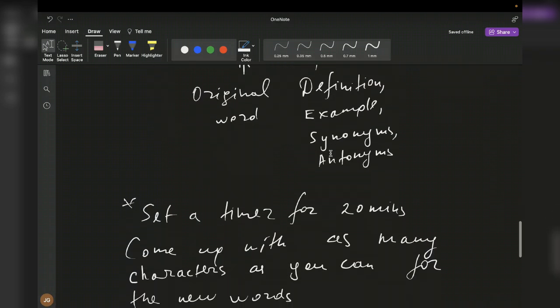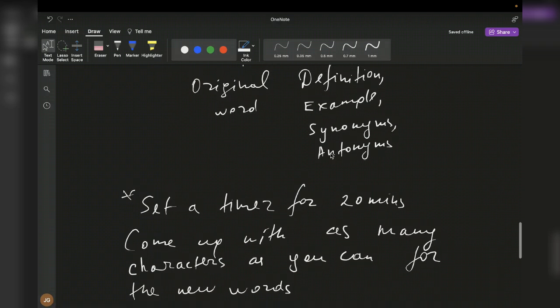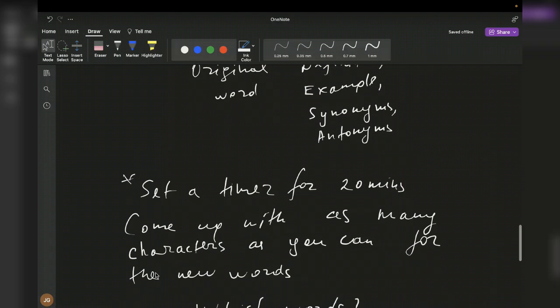By the way, the next thing I want to mention is setting a timer for 20 minutes. Set a timer for 20 minutes and come up with as many characters as you can for the new words. Because, as I said, the hard thing about this strategy might be coming up with closer sounding words. So please set a timer for 20 minutes and push yourself to come up with as many characters as you can, okay?